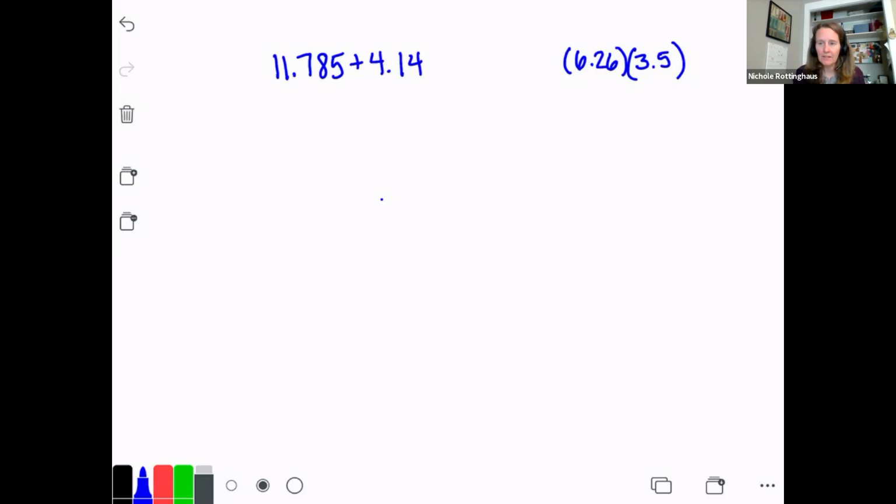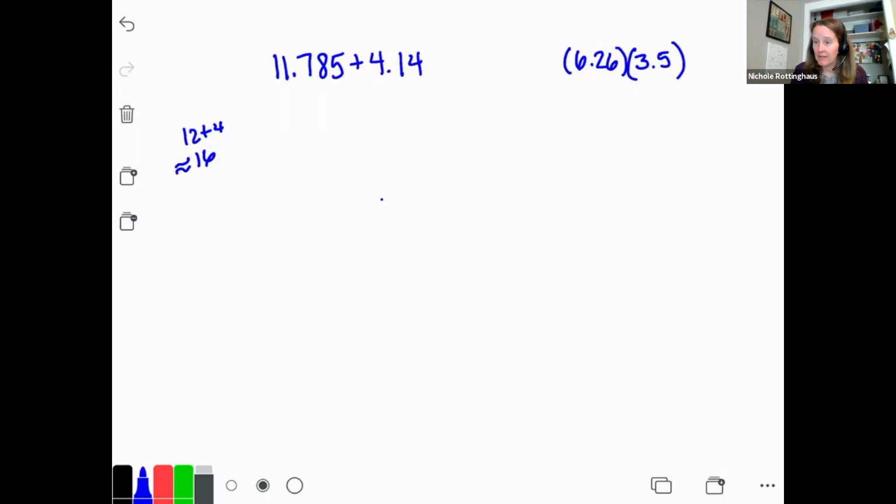So let's take a look at these two numbers. And I am going to do a mental estimate just to make sure I have an idea of what the answer should be. This first problem is about 12 plus 4, right? So it's going to be about 16 is my answer. And again, you should do that regardless of if you're solving these problems by hand or with a calculator. Make sure your answer makes sense, okay?